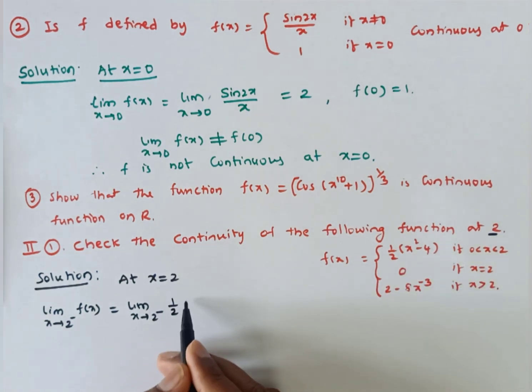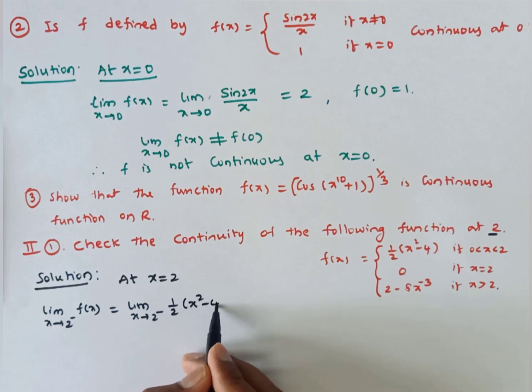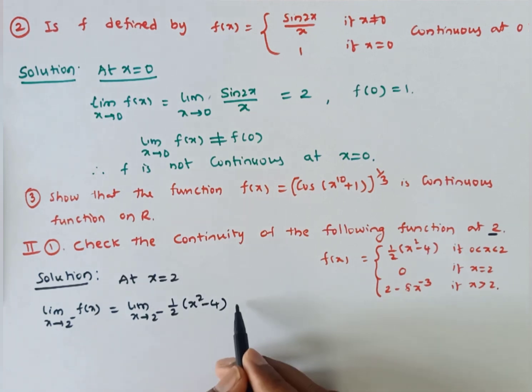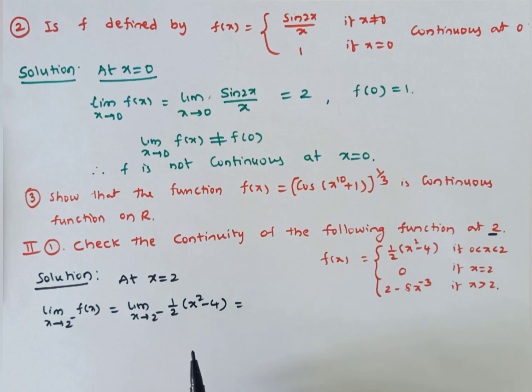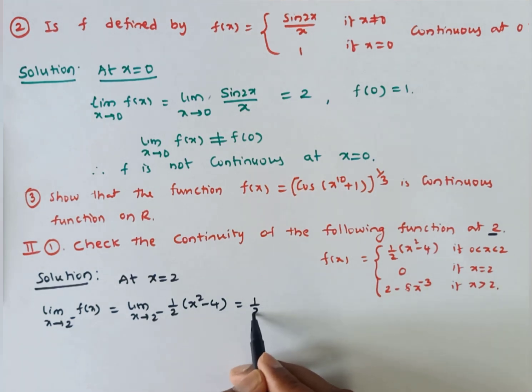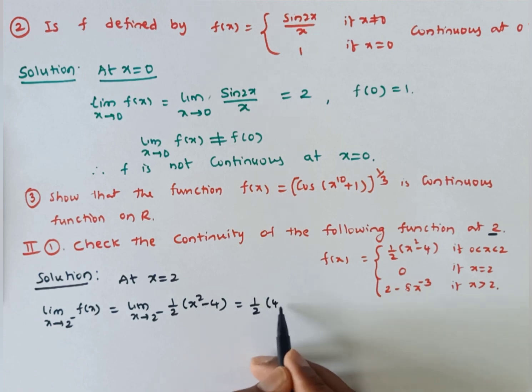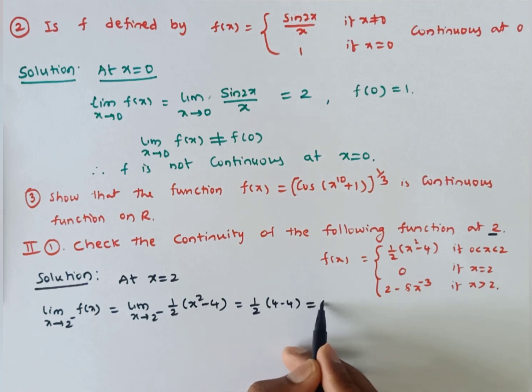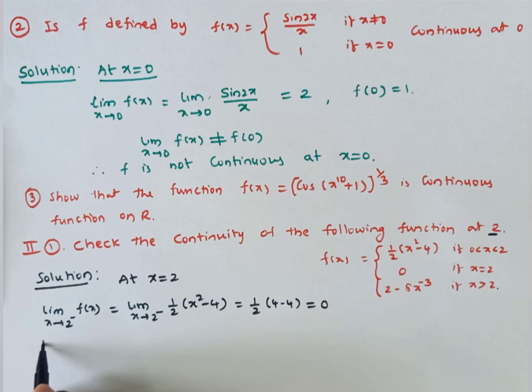So here we need to write the function as 1/2 into x square minus 4. Now 2 minus means it is a little bit less than 2. Substituting directly, 1/2 times of 2 square minus 4, that is 4 minus 4, so it is 0/2, which is 0. And now find the right hand limit: limit as x tends to 2 plus of f of x, that is x greater than 2.